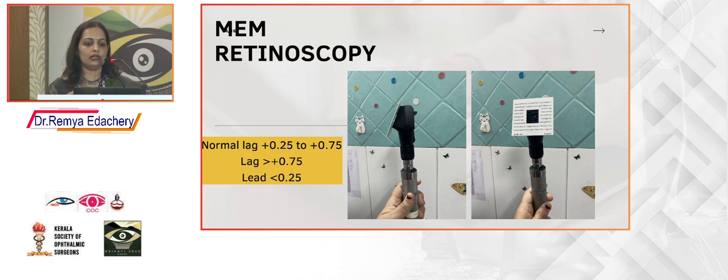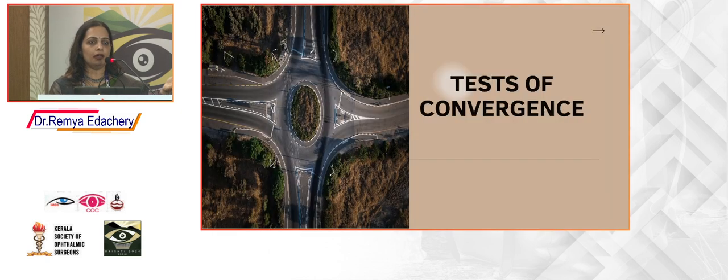So normally there is a lag of plus 0.25 to plus 0.75. If the value is more than 0.75, you call it a lag, and if it is less than 0.25, you call it a lead. So it should be done in a well-lit room. So these are the tests of accommodation. 6 tests I have explained.